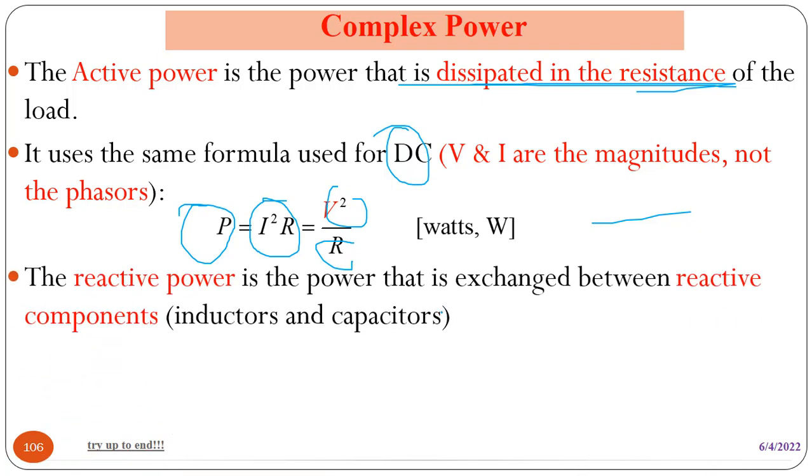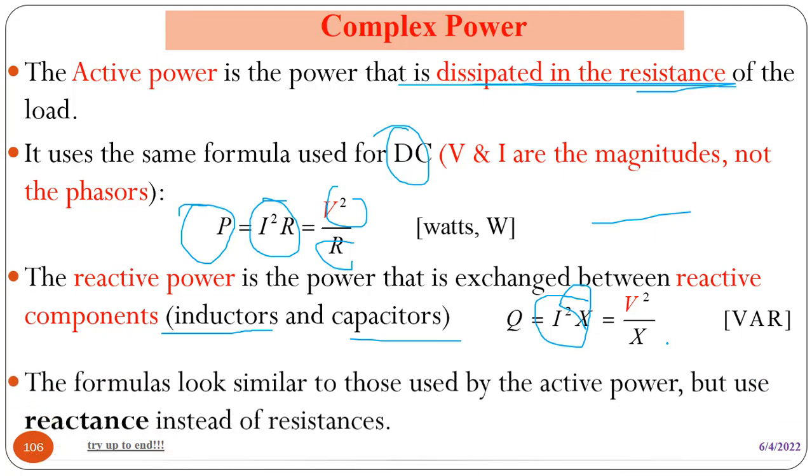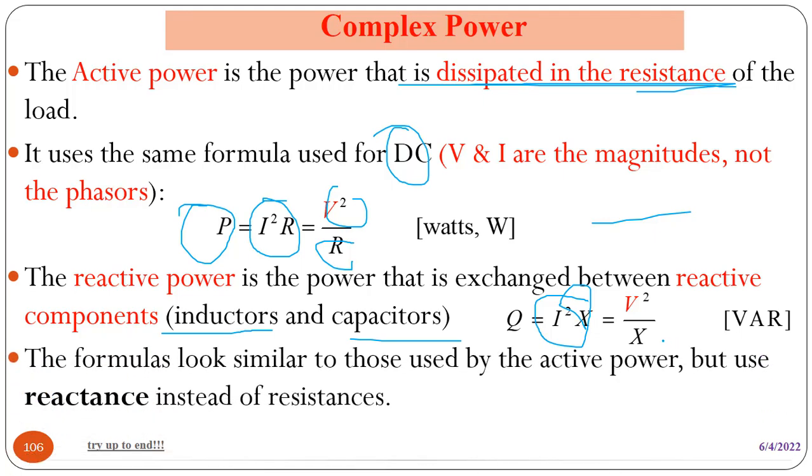The other is the reactive power, which is the power that is exchanged between reactive components, either inductive or capacitive components. In the inductive component, reactive power is equal to the square of the current times the reactance, or equal to the square of the voltage divided by the reactance, which is measured in volt ampere reactive. So the formula looks similar to those used for active power, but uses the reactance instead of the resistance.